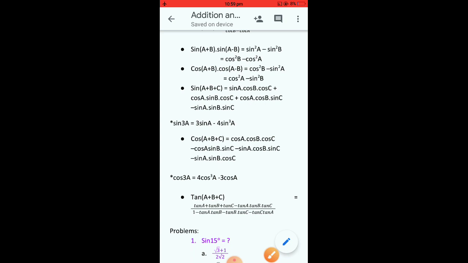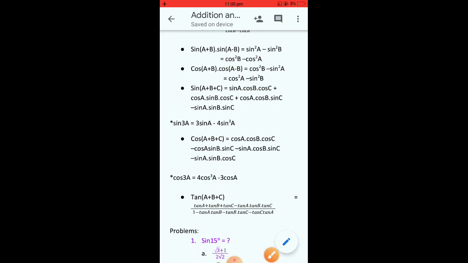Now cos(A+B+C) is equal to cos A cos B cos C minus cos A sin B sin C minus sin A cos B sin C minus sin A sin B cos C. And if we take A, B, C, all three terms equal, and let it be assumed A, then cos 3A is equal to 4 cos cube A minus 3 cos A.